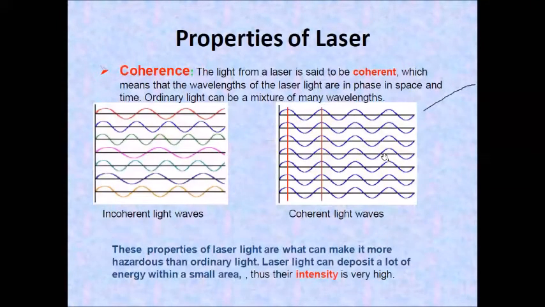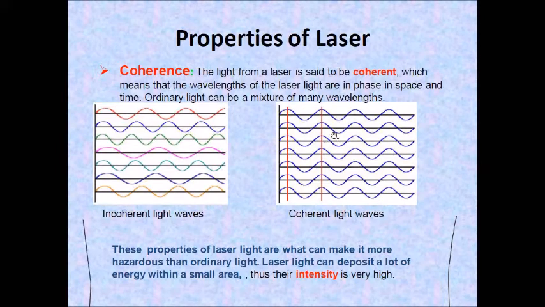Another important point is coherence. Laser is a source of coherent light. What is coherent light? Coherent light means light waves which are in phase in space and time. If you see these two pictures, this is a picture of incoherent light waves, and this is a picture of coherent light waves. Obviously, if you see these two pictures, you will easily understand what is coherent light and what is incoherent light. So laser produces coherent light. This is another important property of laser.